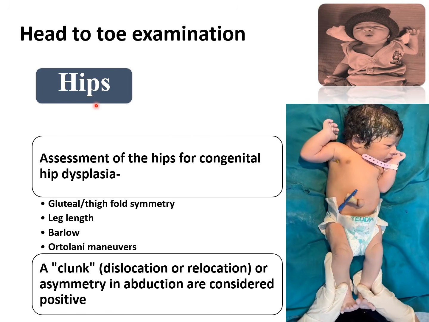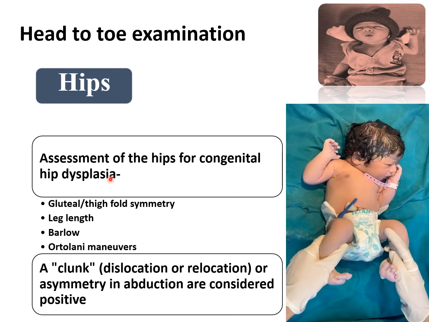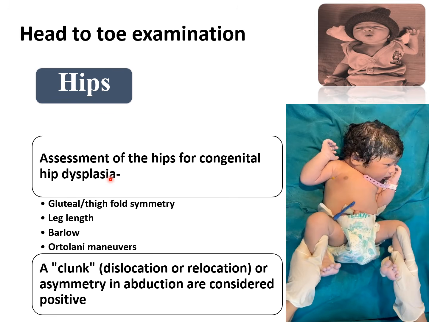Then we have to examine the hips for congenital hip dysplasia, DDH, because it is also common. For this we have to check the gluteal thigh fold symmetry, and leg length should be compared. We have to perform the Barlow and Ortolani maneuvers. Details of these two tests I will take in a separate video. Whenever there is a clunk, dislocation or relocation, or asymmetry in abduction, we should consider these tests to be positive.